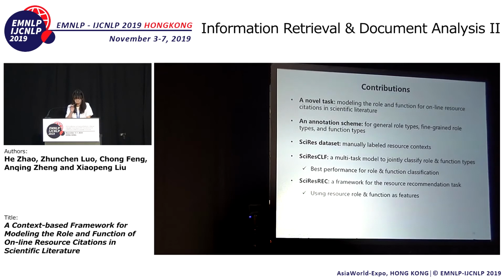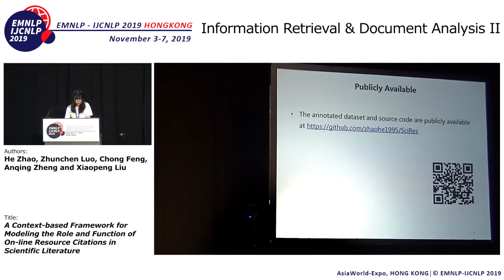Okay, so our contributions can be summarized. First, we propose a novel task to model the role and function for an online resource citation in scientific literature, and then we propose an annotation scheme for general role type, for fine-grained role type, and for functions. And then we collect and construct a SunRest data set. Then we develop the SunRest classifier and the SunRest recommender.